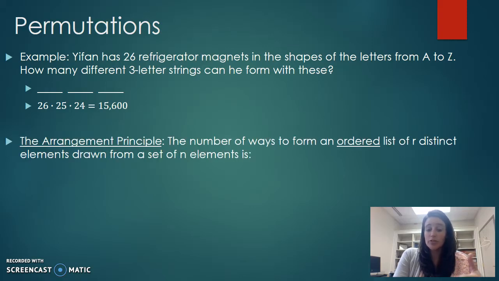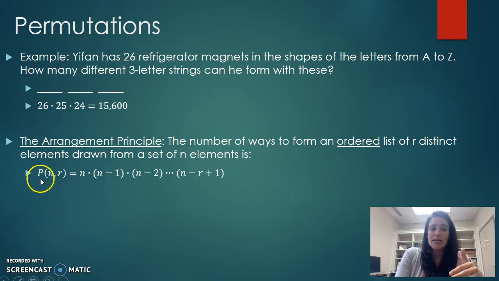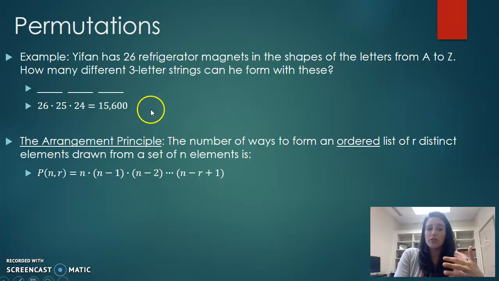The arrangement principle says the number of ways to form an ordered list of R distinct elements drawn from a set of N elements is P of N comma R, where we multiply N, the total number of elements in the set, so N times N minus 1 times N minus 2, and so on until we get to N minus R plus 1. So for example, in our last problem, there were 26 letters to choose from, and I wanted to make a string of length 3.